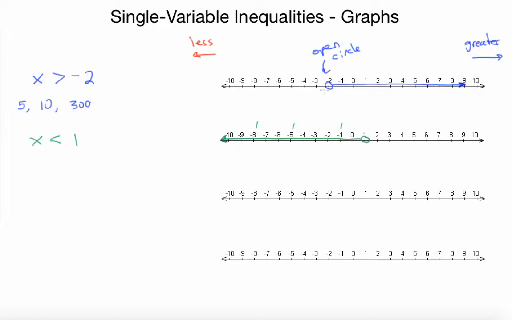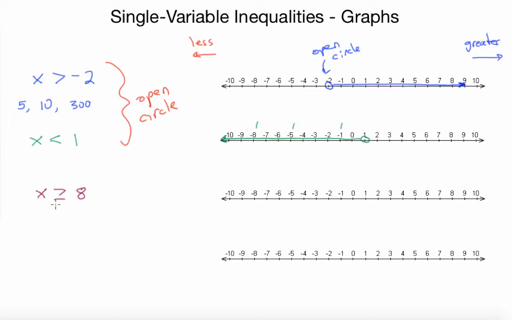All right, so again, there are 2 examples. We use open circles anytime we're dealing with just greater than or less than. We use an open circle because 1 and negative 2 are not solutions to their respective inequalities. Okay, let's look at a couple other ones here. What if I have x is greater than or equal to 8?